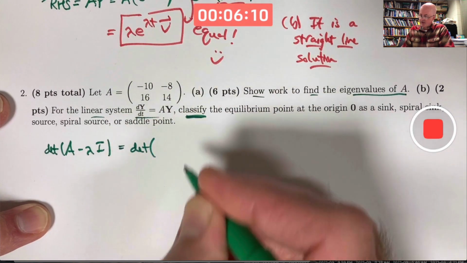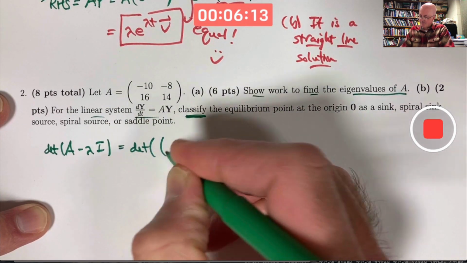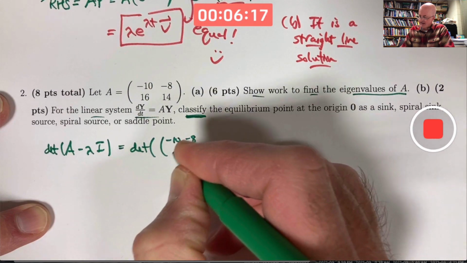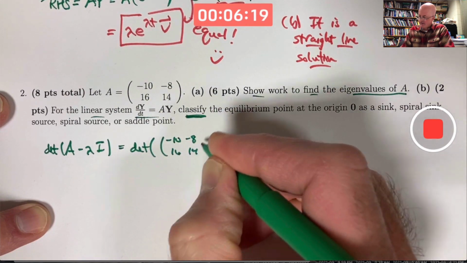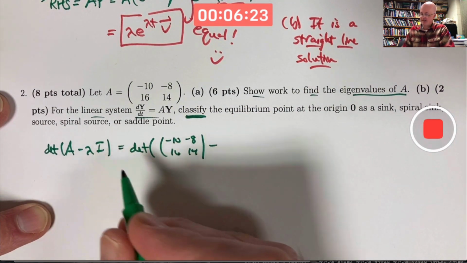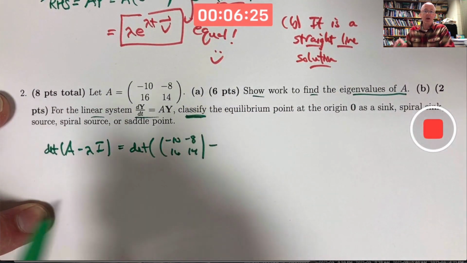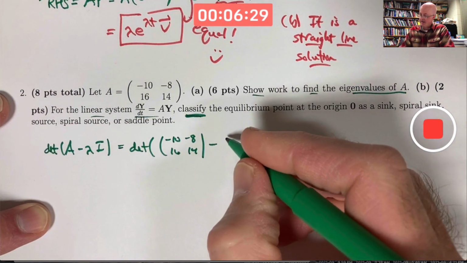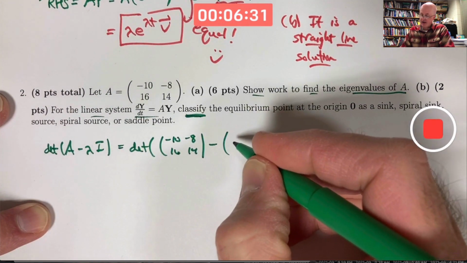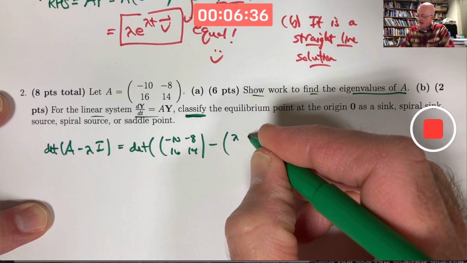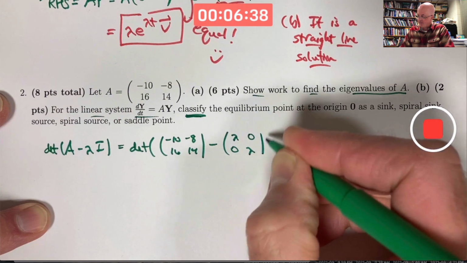Determinant, this is the matrix A. I'll go ahead and maybe show an extra step here. There's A, -10, -8, 16, and 14. Lambda times I is lambda times the identity matrix. The identity matrix has a 1 in the top left and lower right and zeros elsewhere. 1's on the main diagonal.